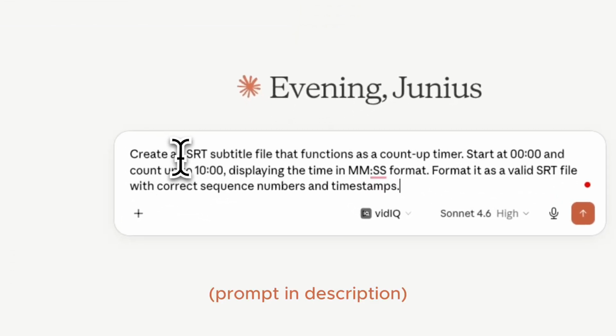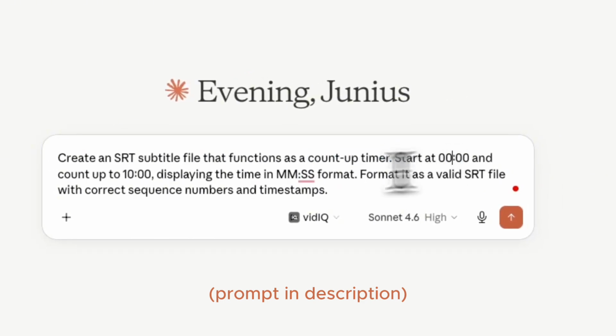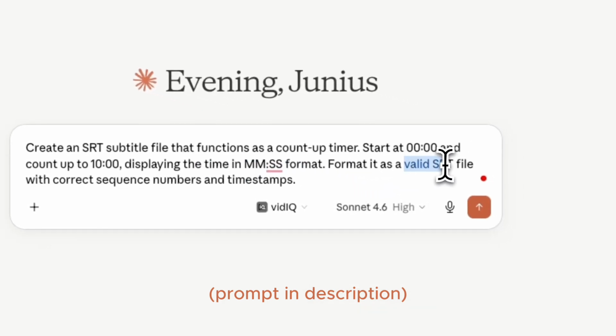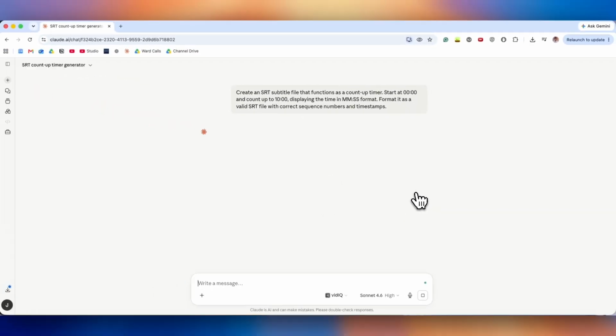Create an SRT subtitle file as a count up timer, as opposed to count down. Start at 00 and count up to 10 minutes. Now you can change this to however long you want, say 60 minutes. Display the time in a minute to second format and format it in a valid SRT file, correct sequence and timestamps. So let's get Claude to generate this for us.